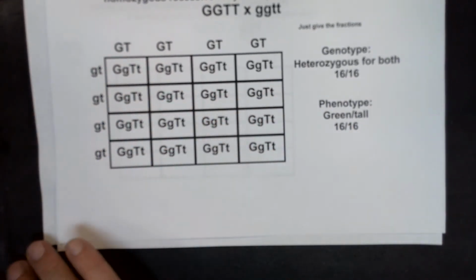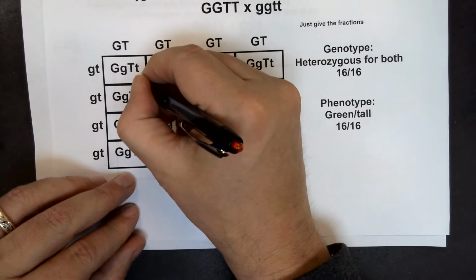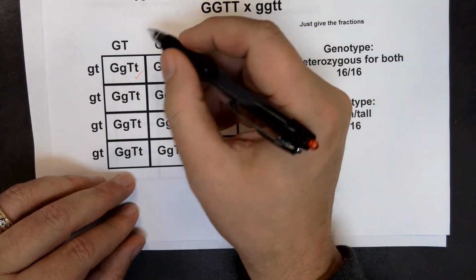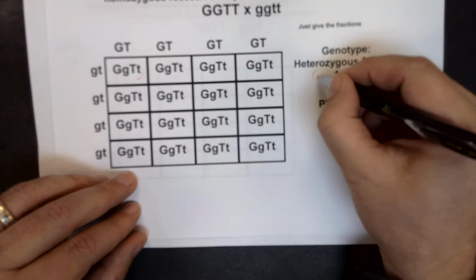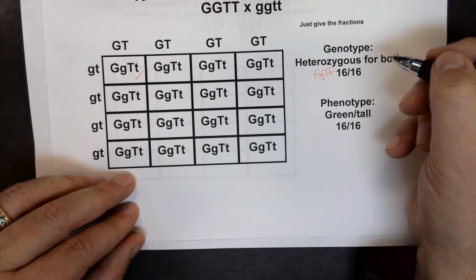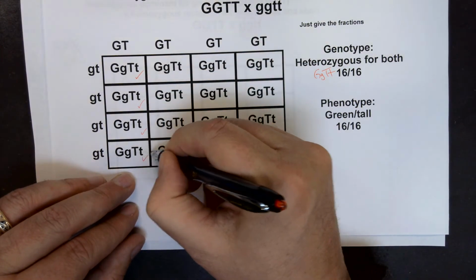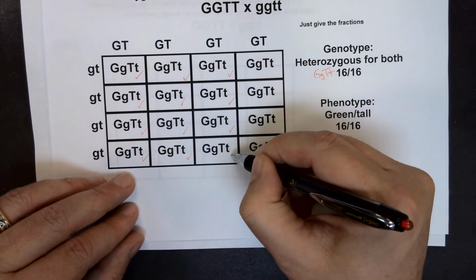And now what we want to do is read off the genos and the phenos. So when I look at these, I usually make a check mark. That's heterozygous for both traits. So I would write heterozygous for both traits. Go ahead and write big G, little g, big T, little t. And you can see that 1, 2, 3, 4, all of these look exactly the same.